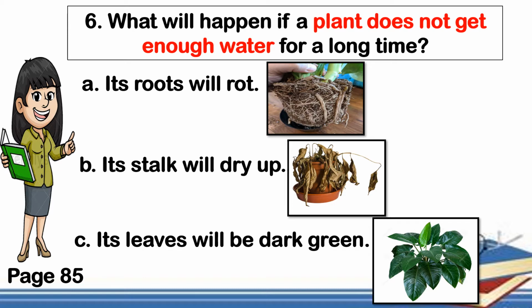What will happen to a plant if it does not get enough water? No water for a long time. Letter A. The roots will rot. Letter B. Stalk will dry up. Or letter C. The leaves will be dark green.